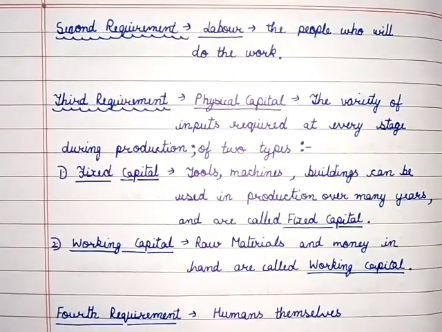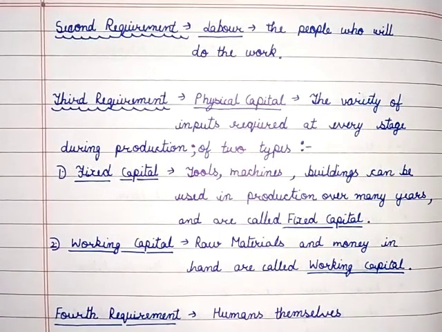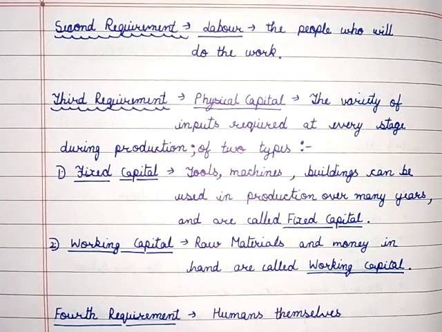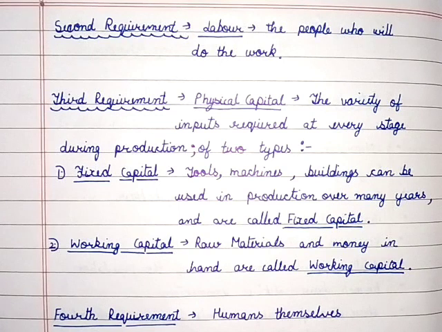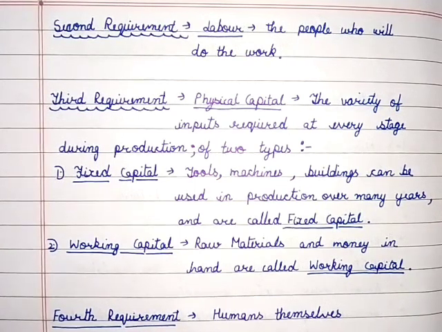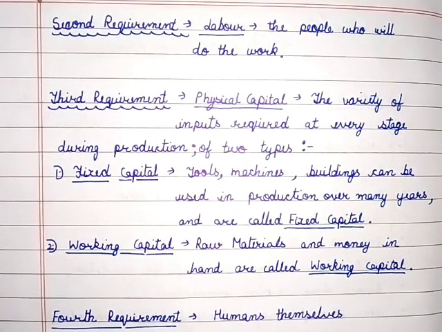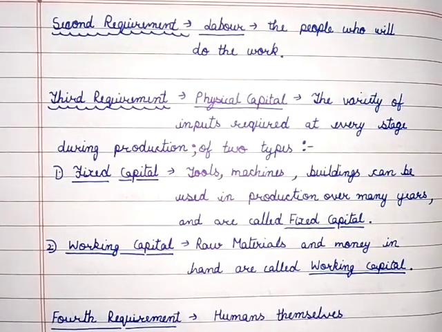Second requirement. Labor. The people who will do the work. Third requirement. Physical capital. The variety of inputs required at every stage during production. It is of 2 types. Fixed capital. Tools, machinery, buildings that can be used in production over many years are called fixed capital. Working capital. Raw materials and money in hand are called working capital. Fourth requirement. Human themselves.